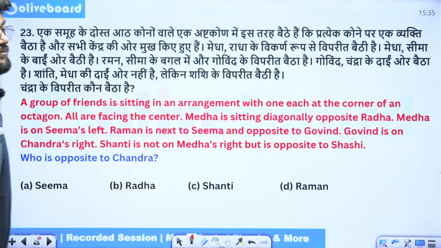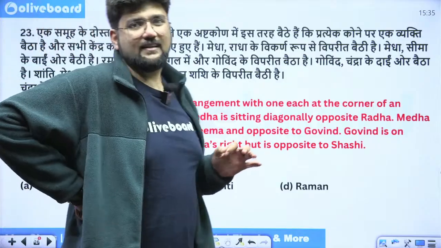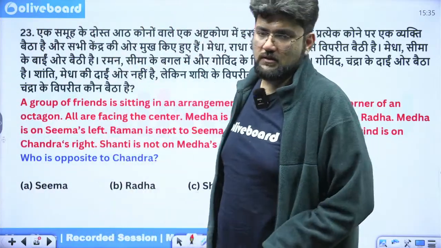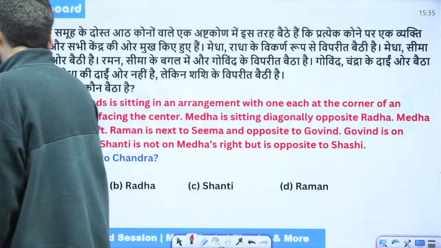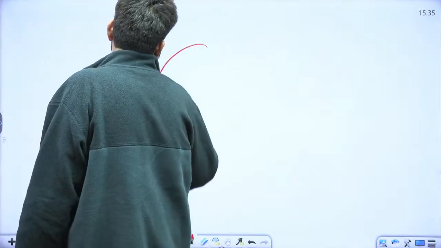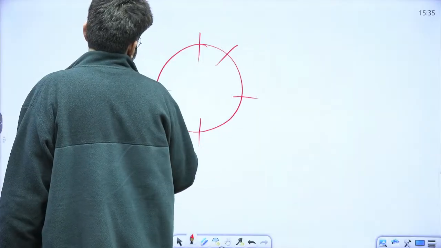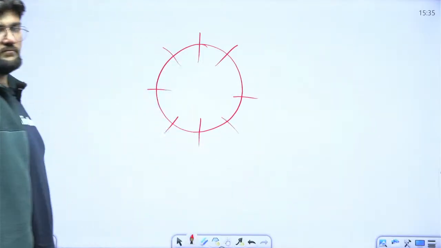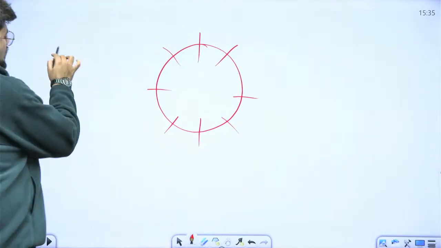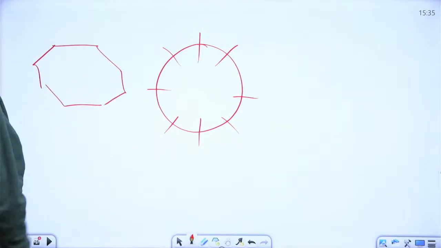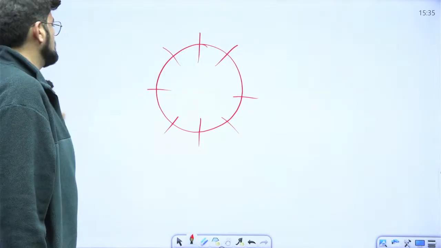Whatever it is, it's not talking about corners or vertices. That means, rather than sitting and drawing an octagon in the exam, just draw a circle. A circle with 8 people is going to work equally well for you. I'm saying this for those who are challenged to draw polygons after hexagons. If you know how to draw an octagon, you are more than welcome to draw it. But if you don't know it, then you need not do that. You can straight away start with a circle.